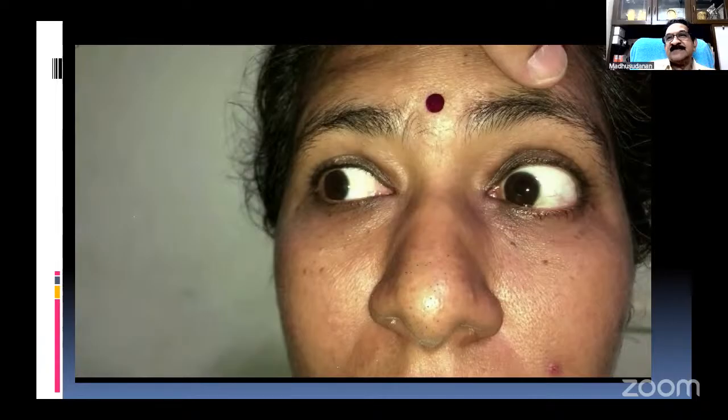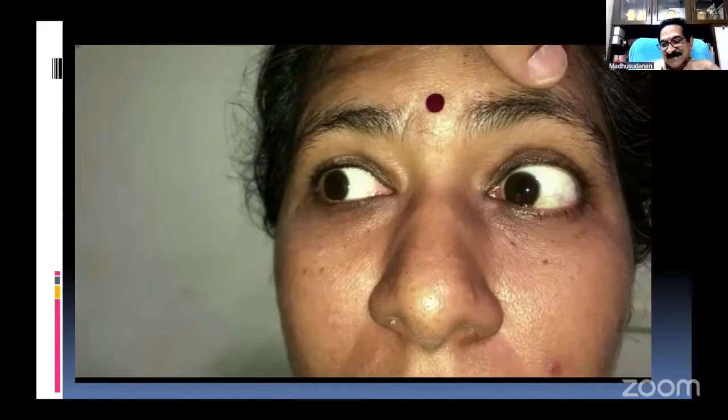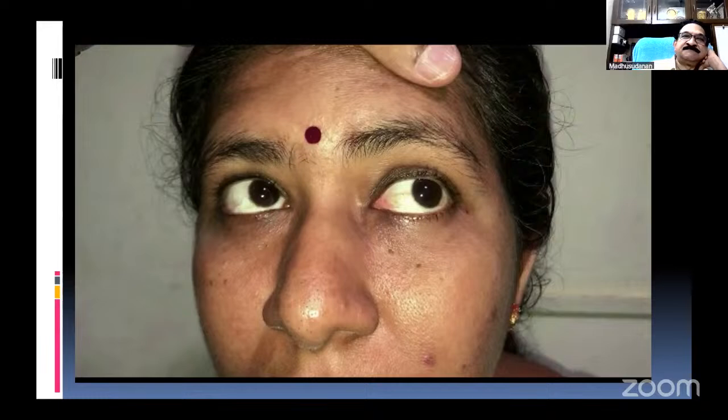So what is causing the nystagmus? Is it some new lesion that has come up? It was not there earlier in the right eye. It may be due to the minimal weakness of the medial rectus. Exactly. How do you prove the point? Monocular adduction. Yes, monocular, correct.